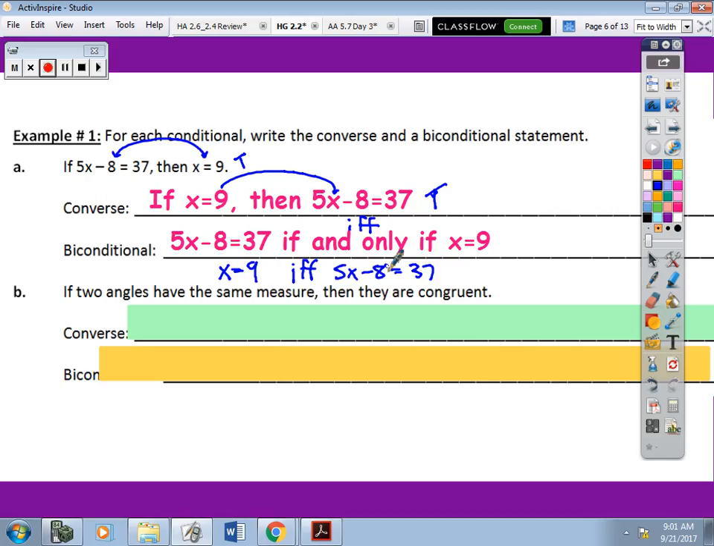All right, work with your partner to come up with the converse and biconditional for the next one, and also identify truth values with those.